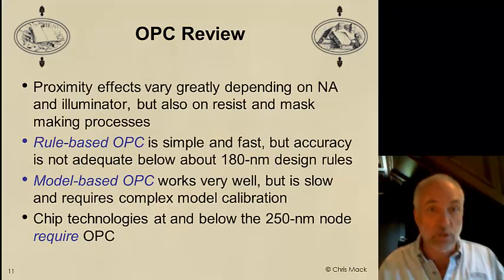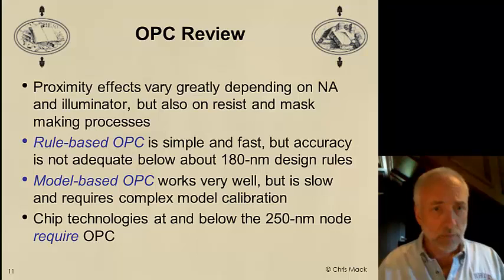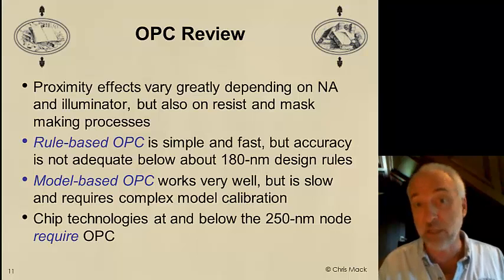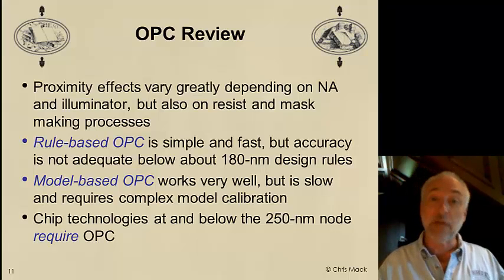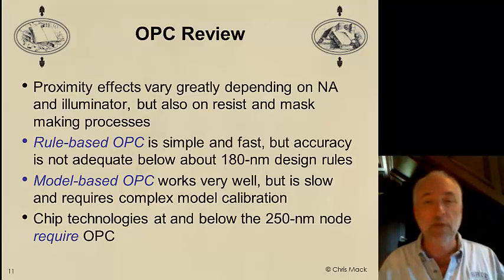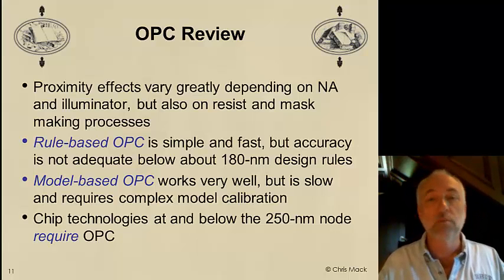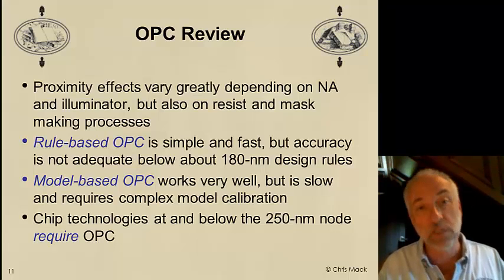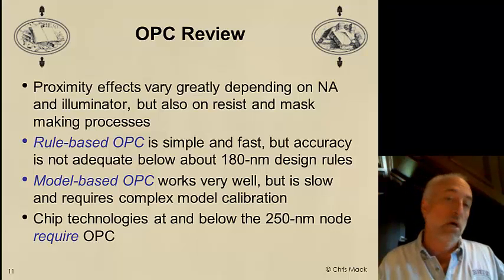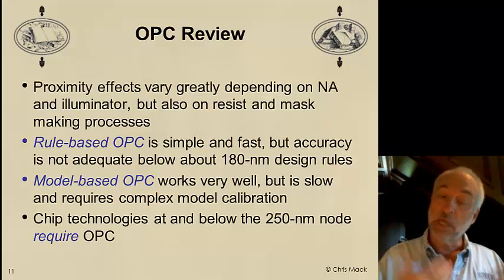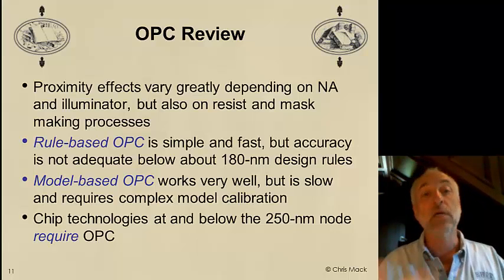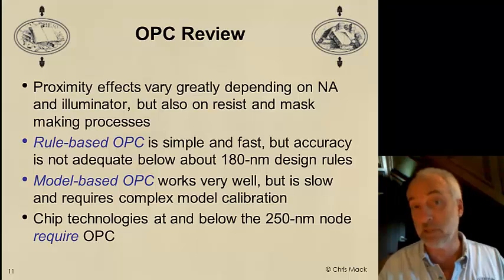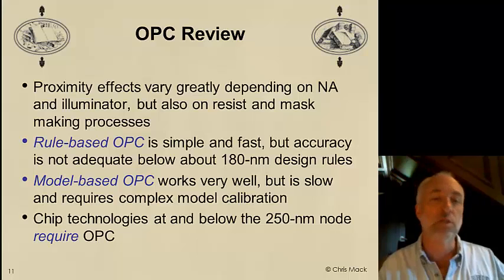Let's review what we've learned about OPC so far. Proximity effects are part of the nature of imaging that come about because of the diffraction limitation. And as a result, they vary greatly depending on the NA we use, the wavelength, the illuminator shape, but also they change based on the resist and even how we make the mask. All of these things influence the amount of proximity effects. So anytime one of these things changes, we generally have to think about how it impacts proximity effects and proximity correction as well.